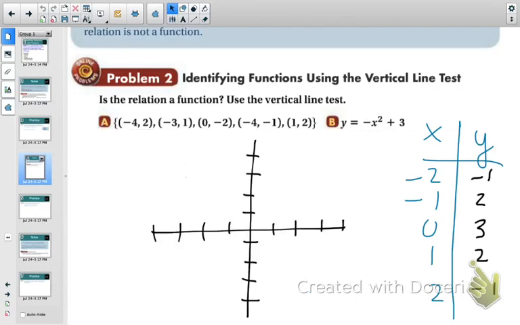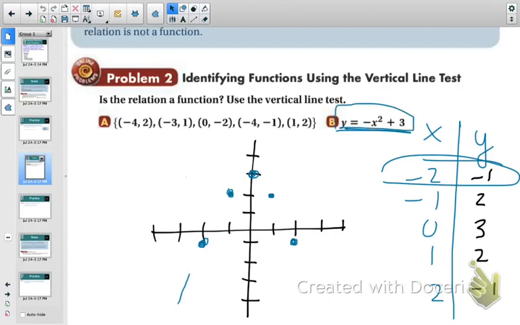All right, so I've got my table filled in now. At -2, if I plug that in, I get -1 for my y. I'm plugging it into this equation right here. -2 squared is 4, -4 plus 3 is -1, and then so on. Now I just need to plot these points. So my first point's going to be here, -2, -1, so about right here. -1, 2 is going to be right here. 0, 3 is up here. 1, 2, and then 2, -1. Okay, and this is a y equals, so this is actually going to be a curve, so I can sketch the curve like that.